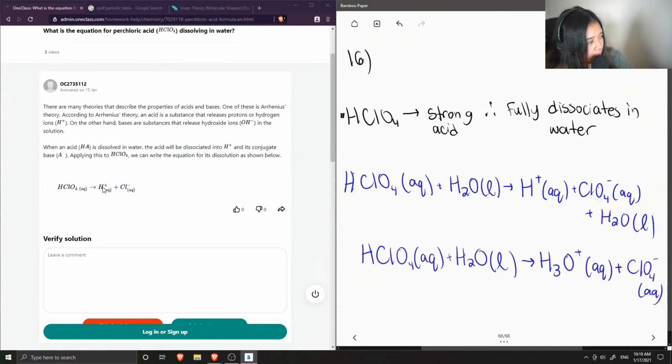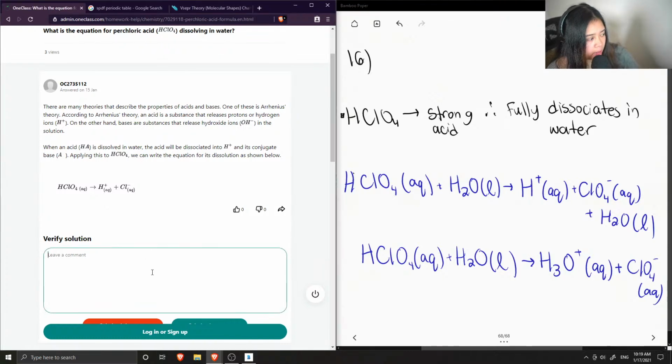Okay, so they have the H+ and then they have a chlorine ion, but actually these are the ions that are formed when we just have normal hydrochloric acid. So this solution is actually incorrect.